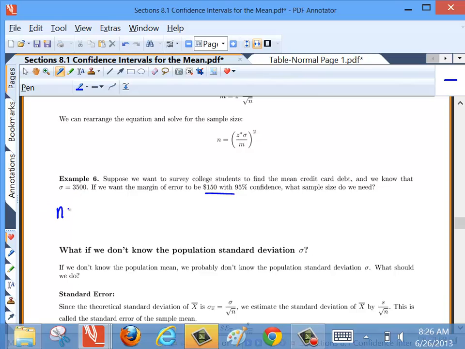So n equals, okay, so z star, we need our critical point. What is our critical point for a 95% confidence interval? 1.96 times 3,500. That's my population standard deviation over our desired margin of error, which is 150. Okay, square that.